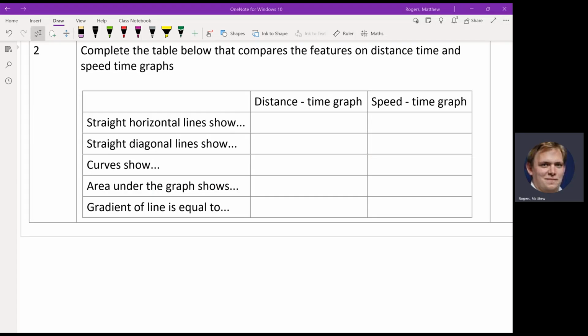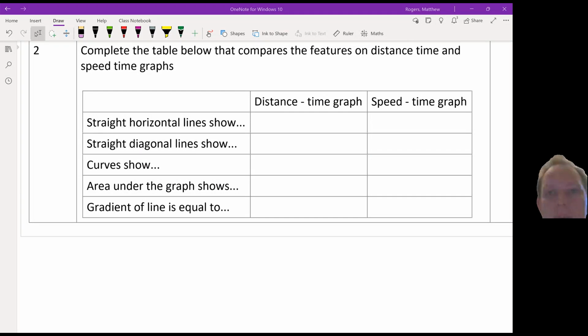Last part asks us to complete the table below that compares the features on distance time and speed time graphs. So we're thinking, if we see this feature on the distance time graph, what does it represent? I'll try and do a little sketch of each one as we go.